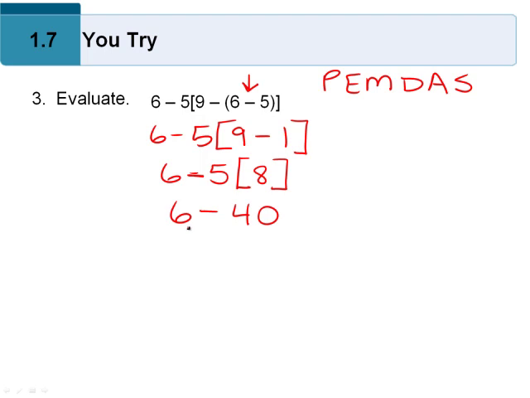And now we're left with subtraction, so we're going to do keep, change, opposite. 6 plus negative 40. Now the signs are different. So I subtract and keep the sign of the bigger number, which would be negative 34.